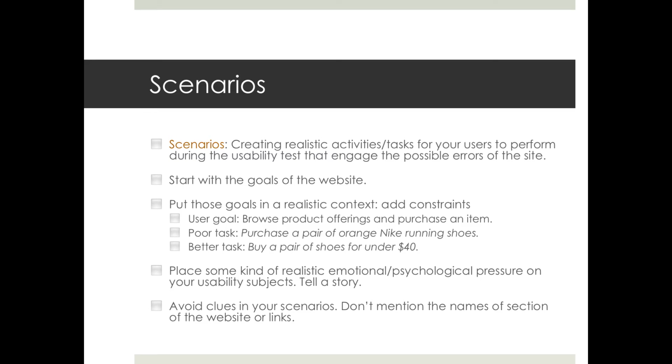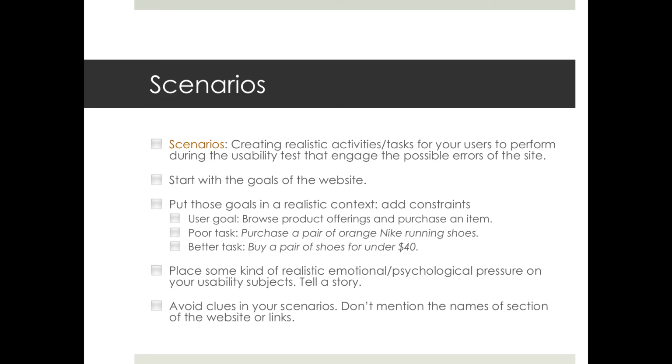So you want to start with the goals of the actual website. What's the website trying to do? How is it trying to help its users? Then you want to put those goals into a realistic context and add constraints, right? So your constraints are where your website is going awry. Your constraints are the errors you've isolated.